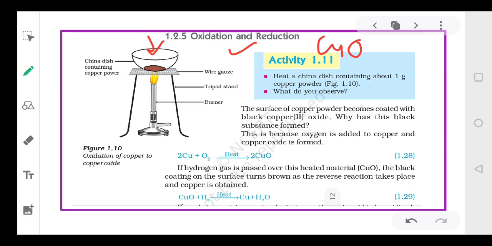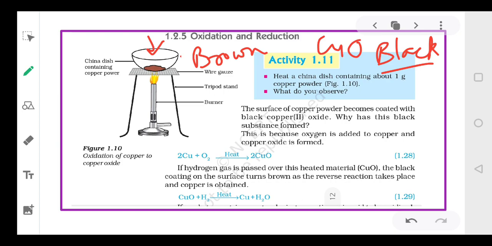So when you heat it slowly, you will find that this color changes to black. Copper oxide is of black color. But slowly, when you heat it, it suddenly changes into brown color. You can easily observe in the china dish, it is now of brown color. So copper oxide is of black color, right? And when you heat it, it turns brown.